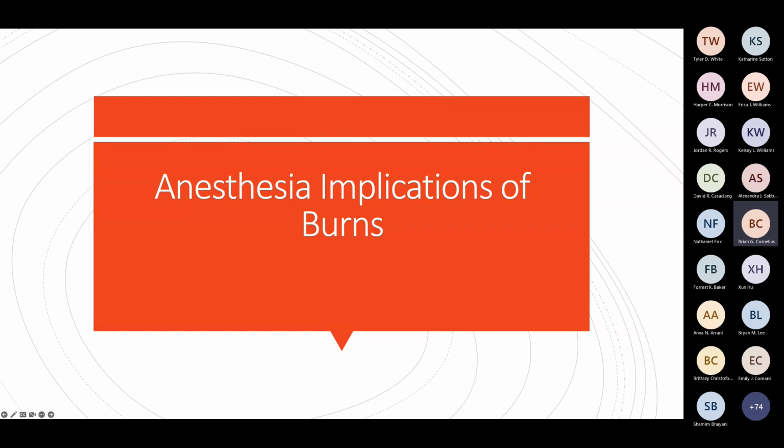We'll run through the PowerPoint, and then afterwards, there's a couple handouts we're going to go over and some reference material for you.